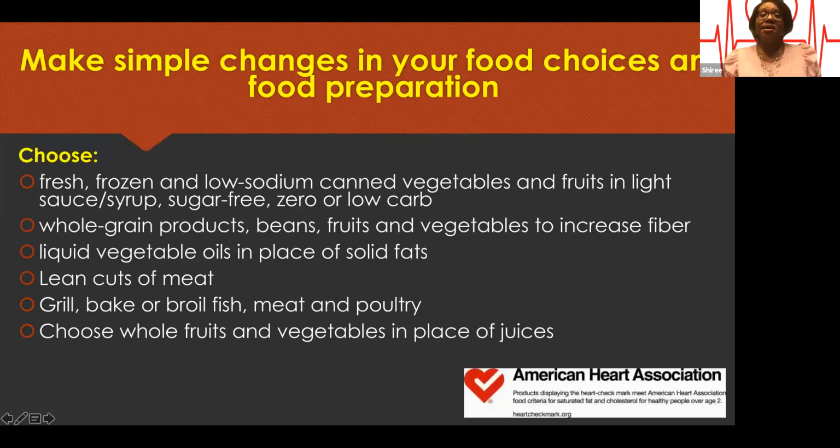So you can make simple changes in your food choices and food preparation. If you can, especially in the summertime, you have a lot of wonderful farmers markets that offer fresh fruit and vegetable options. Also, if you're going to get frozen, ensure that you get those things that are flash frozen. And if you're going to get canned vegetables, ensure that they are low sodium vegetables. And if you're going to get fruit that's already prepared, make sure it's in light syrup. And if possible, choose a sugar-free or low-carb option.